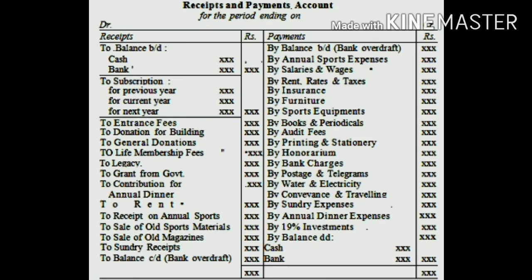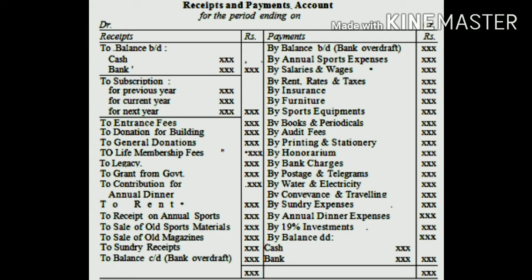Now, let's see the formats of all final accounts of not-for-profit organization. They are receipts and payment account, income and expenditure account, and balance sheet. First, let's see the format of receipts and payment account. Here, the receipts and payment account, which records all cash and bank transactions of not-for-profit organization under various heads and prepared at the end of the accounting year. Now, let's see the format of receipts and payment account.